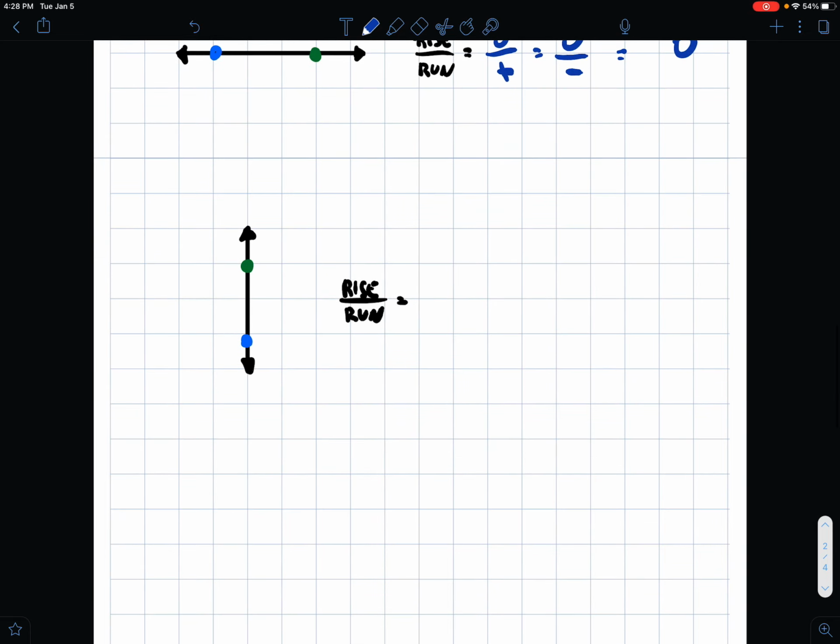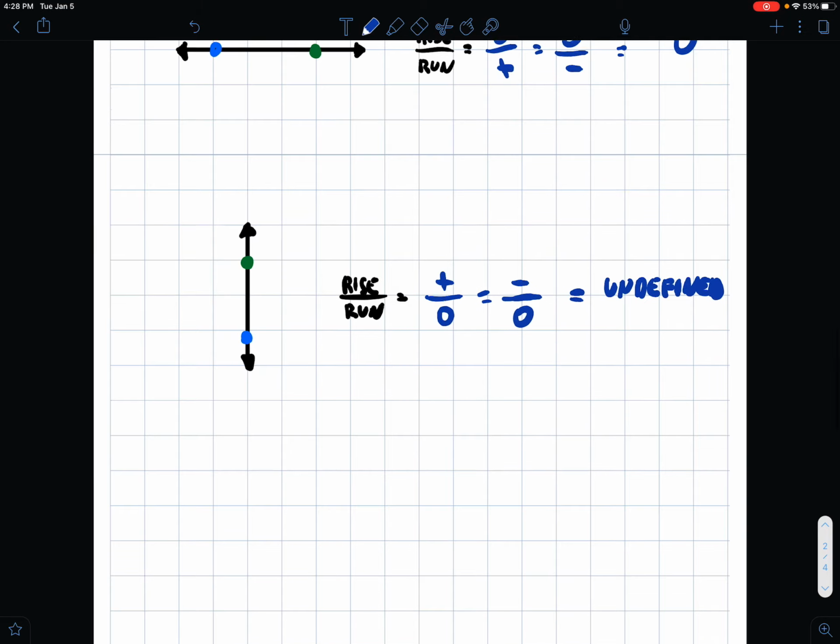And lastly, if I'm going from the blue to the green, I'm going up, which means it's a positive number, but my run is 0. I'm not going sideways, so I cannot divide a number by 0. And that's why this is undefined. And if I'm going from the green to the blue, I'm going down, which means my rise is negative, but my run is still 0, and therefore that's why it's undefined.